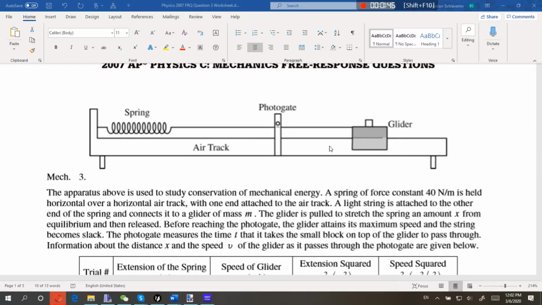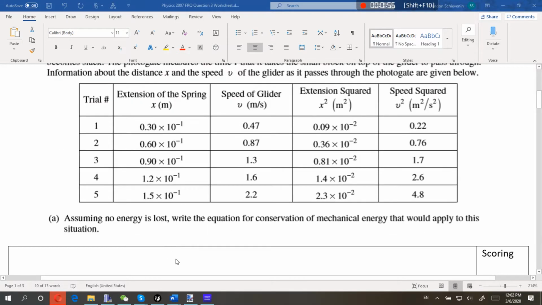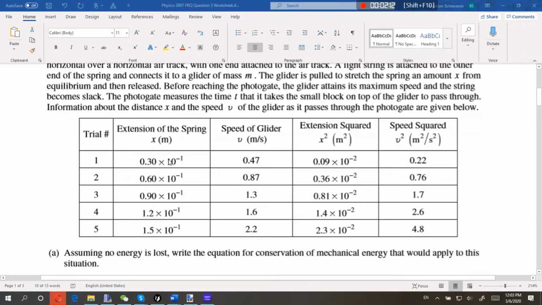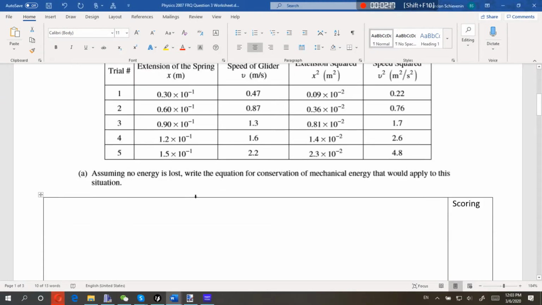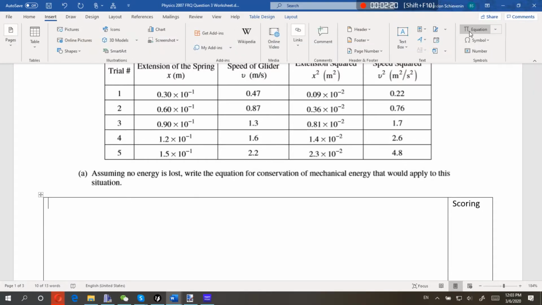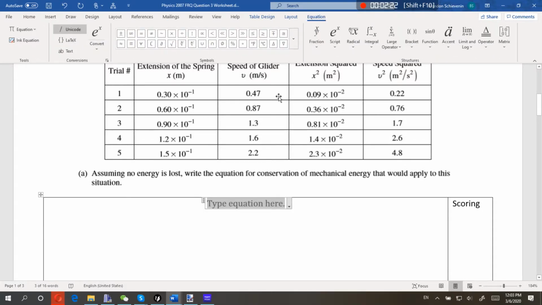The photo gate measures the time t that it takes the small block at the top of the glider to pass through, so the glider has a block on top. Information about the distance and velocity are given below. And we've got this massive table of how much displacement we had for the spring to start out with, and then what was the velocity of the glider as it passed through the photo gate. Any questions just on the setup? So first one, assuming that there's no energy lost, we need to write an equation for the conservation of mechanical energy that would apply to the situation.